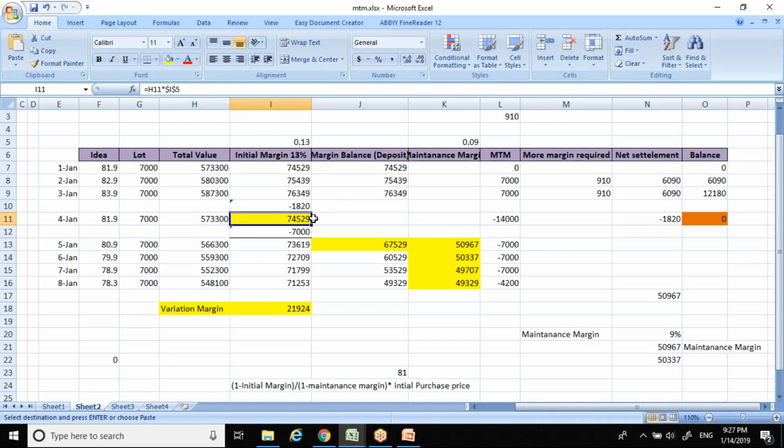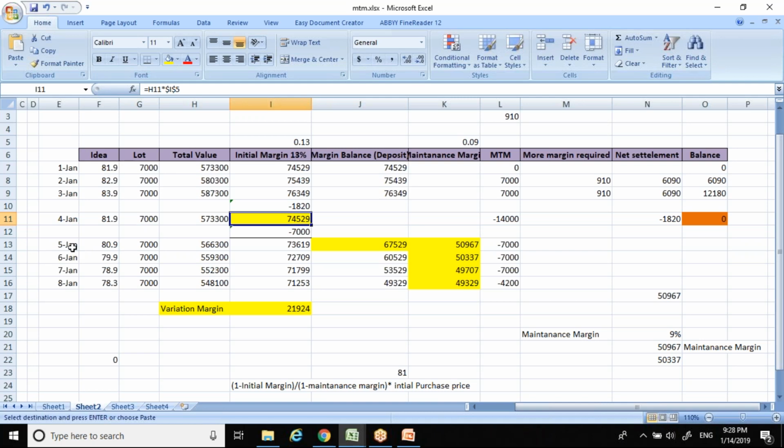Now look at this. This number and this number, the initial margins on 1st January and 4th January, are the same because the prices are the same. So the idea is this: if profit is made, it is credited, and if loss is made, it is debited from your account on a daily basis. That is called the marking to market process.